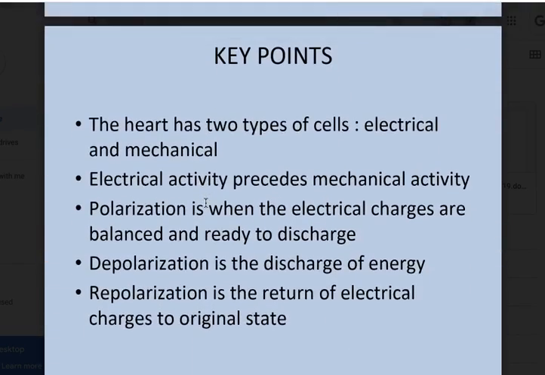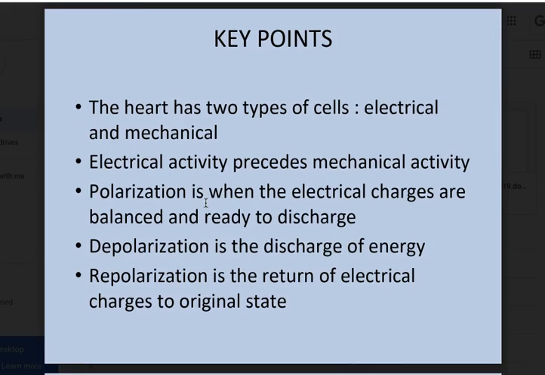All right, key points of this chapter. Just a recap, I'm going to speed through this. The heart has two types of cells, and if it's in the key points, it's going to be on your exam. The heart has two types of cells, electrical and mechanical. What are electrical cells responsible for? Initiating the electrical activity of the heart. What are the mechanical cells responsible for? They are responsible for the actual beating, the pumping of the blood.